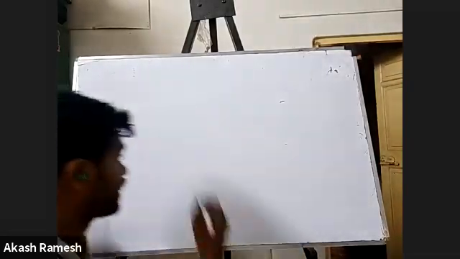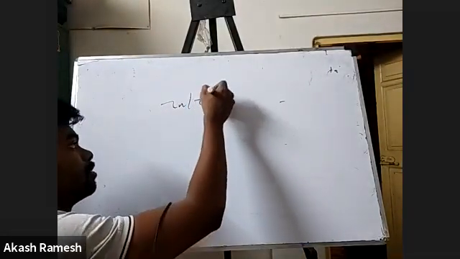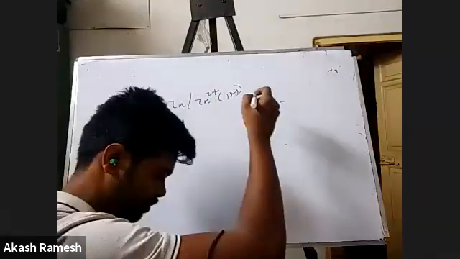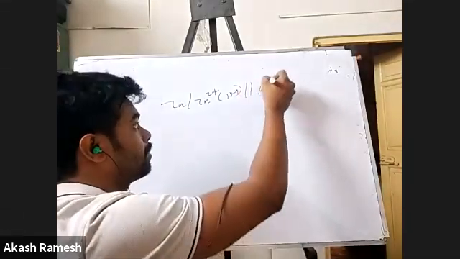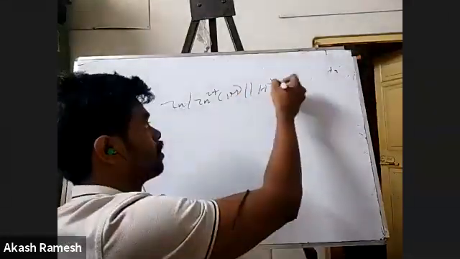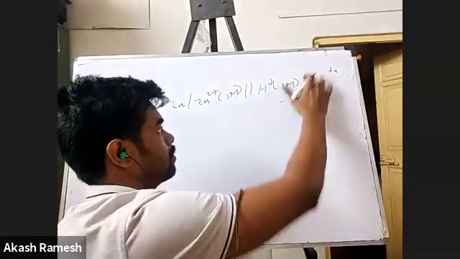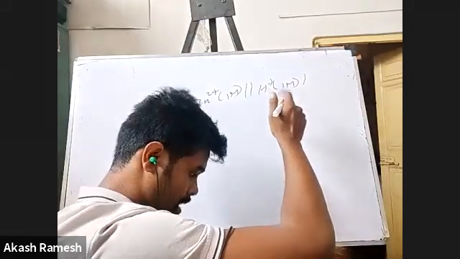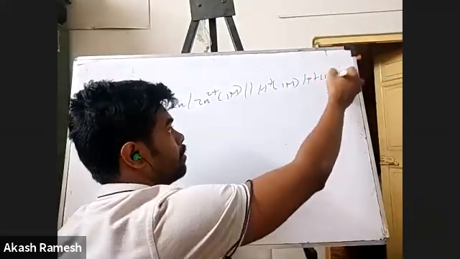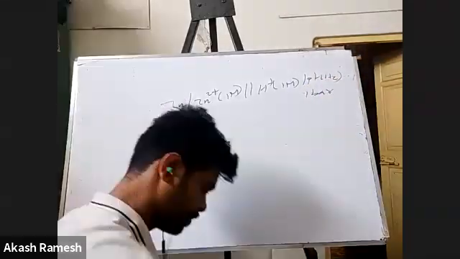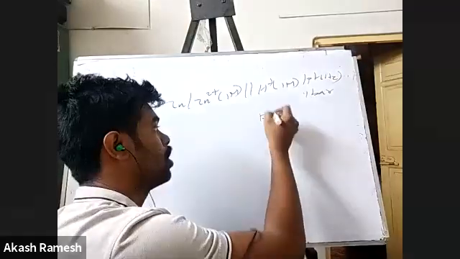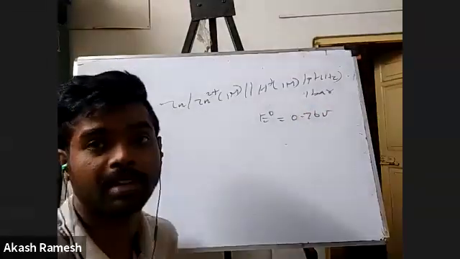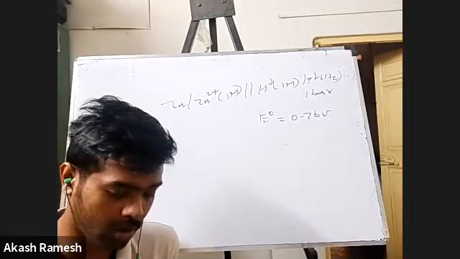Okay, so they're giving you a cell like this: Zn | Zn2+ (1 M) || H+ (1 M) | Pt, H2, at 1 bar. The E naught of this is 0.76. Okay, I want to ask you one question.